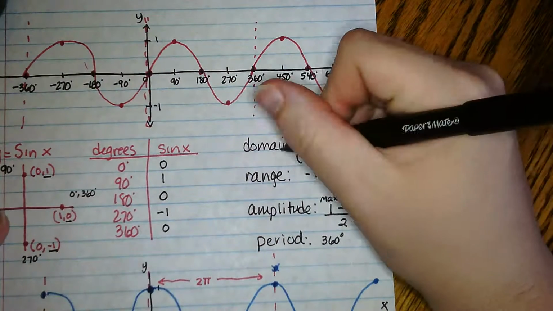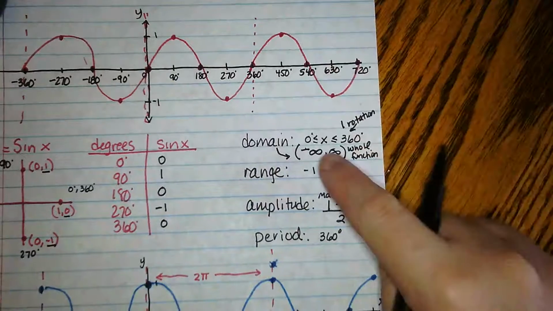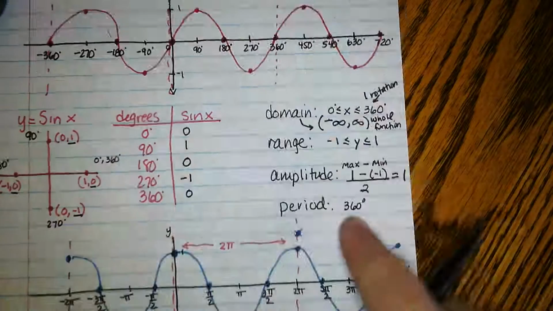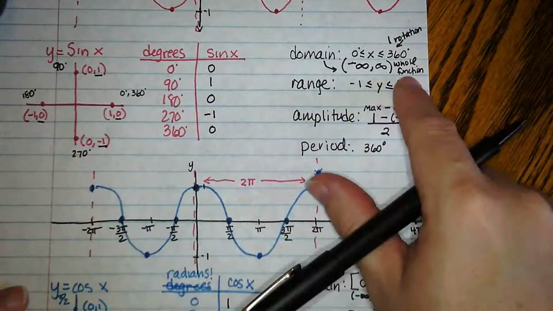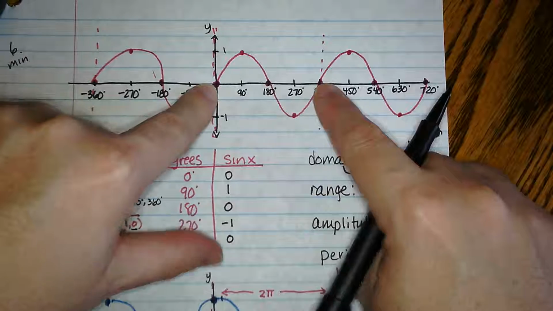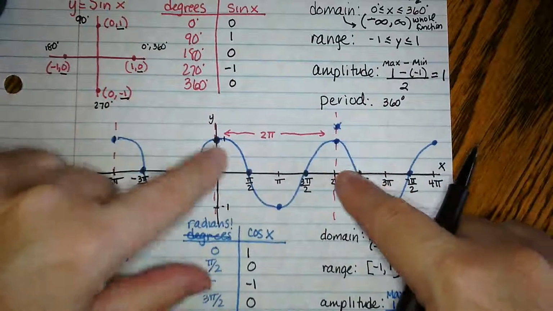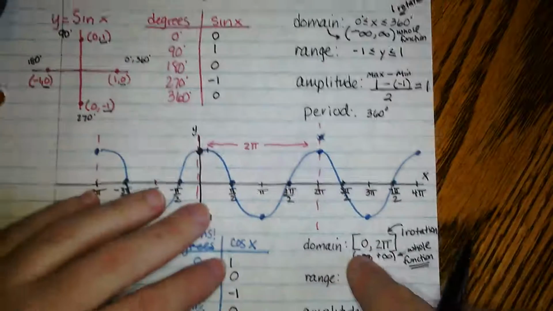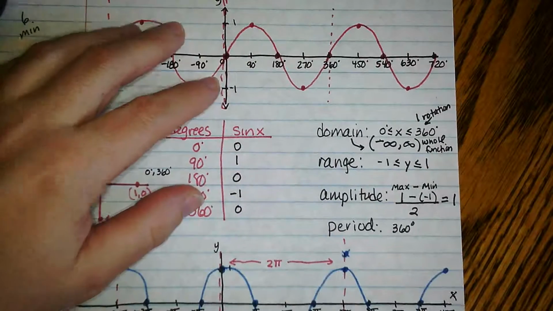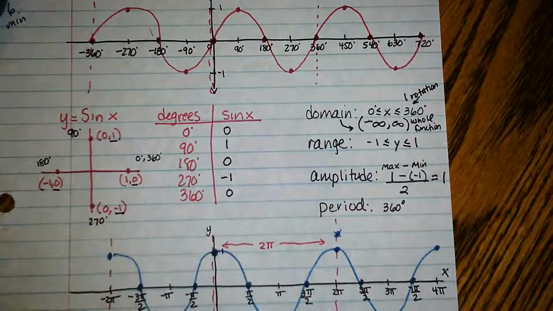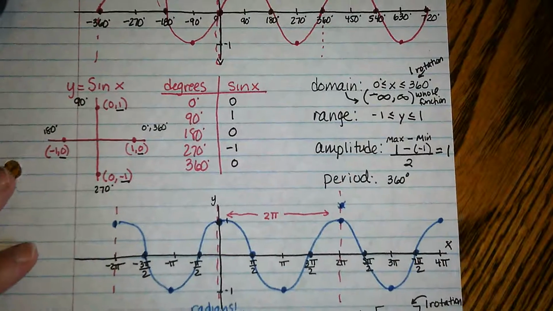All right, so the technical domain is negative infinity to infinity because it can go on forever and ever in both directions, like waves do. But if we're looking for just one rotation, it would be from 0 to 360. One rotation would be from 0 to 2 pi. All right. Now, radians isn't just for cosine and degrees only for sine. I'm showing you that these could work for either of them, just so that you know. All righty. And we're done with this.